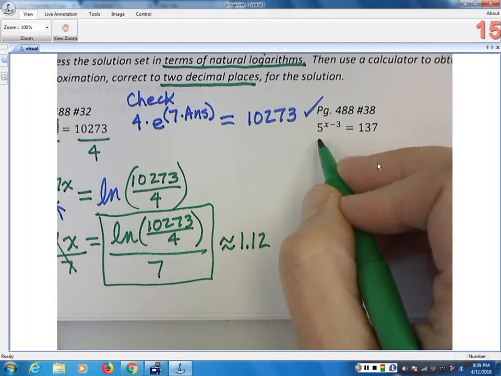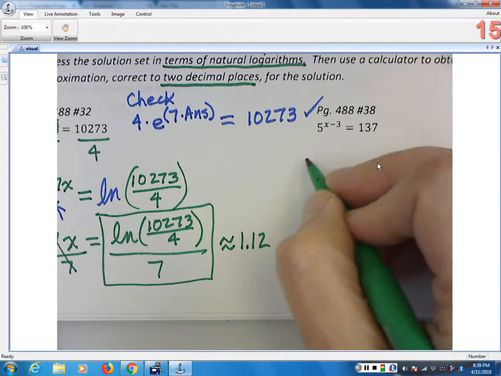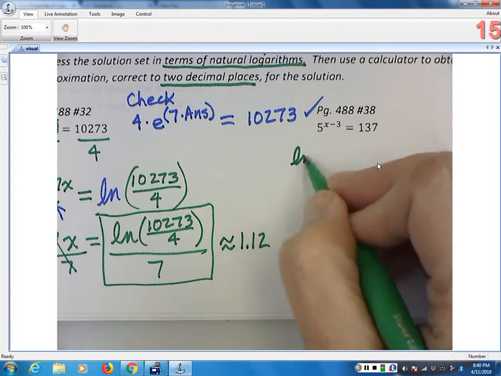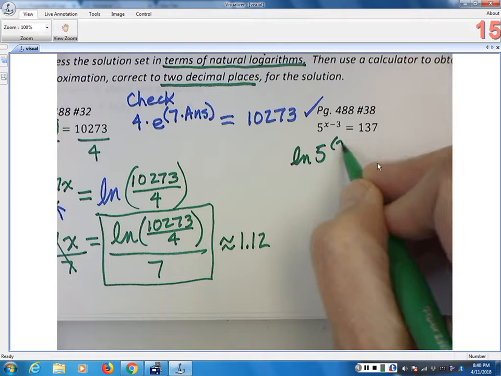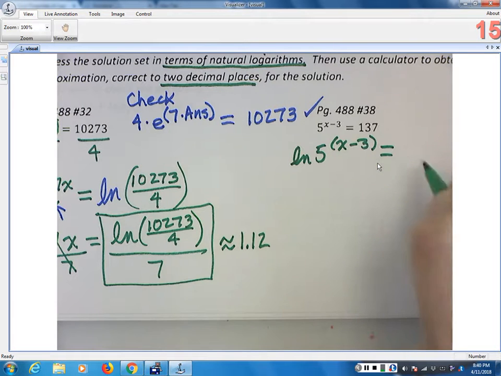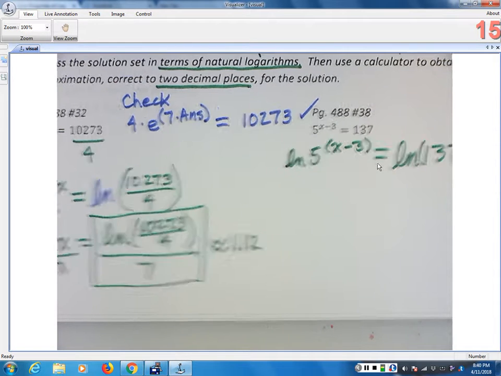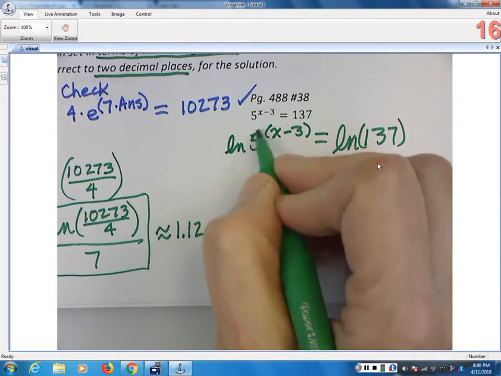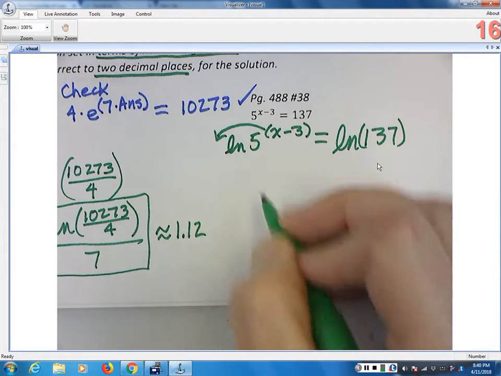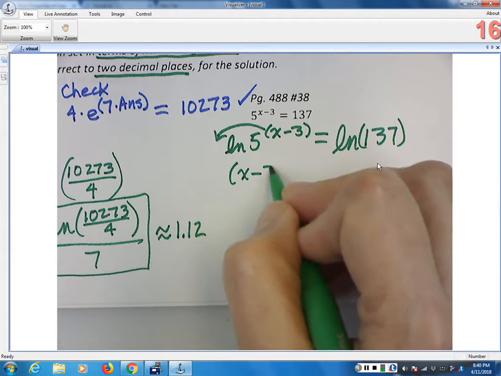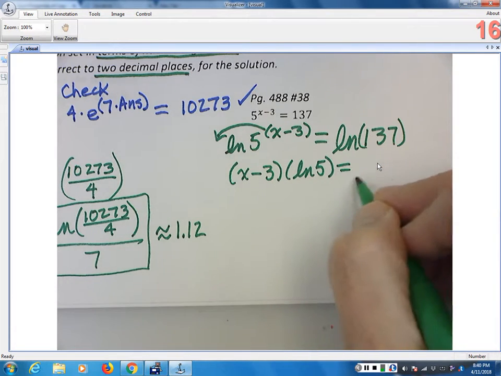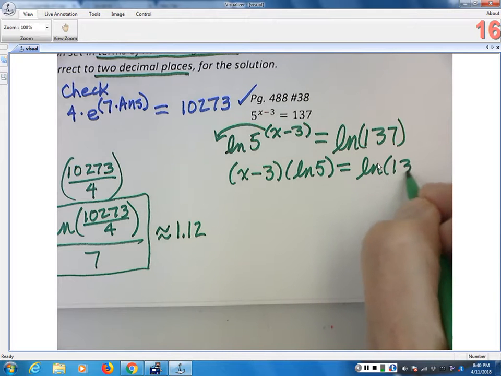Well, you're not going to do it that way. So this is base 5. So the exponent's already isolated on one side. So we're going to take the natural log of both sides. Okay? Now, what we can do is bring this x minus 3 out front. So this is x minus 3 times the natural log of 5 equals the natural log of 137.